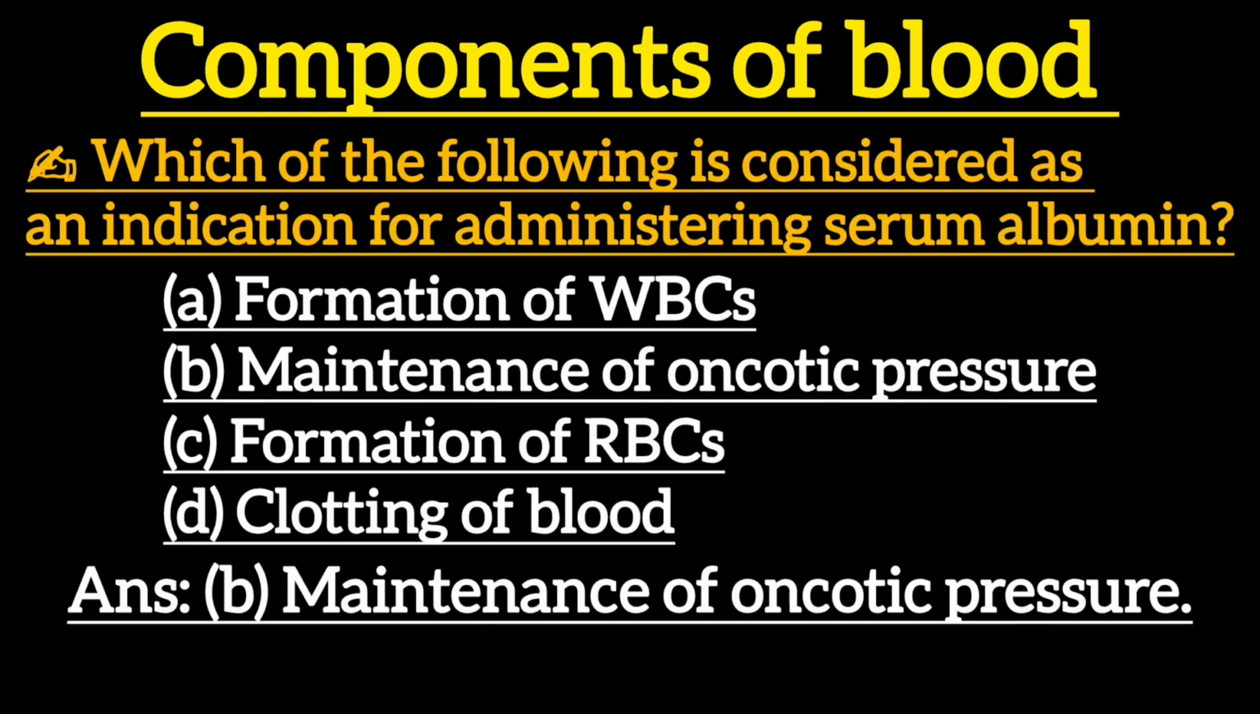Next one is which of the following is considered as an indication for administering serum albumin? Option A formation of WBC, option B maintenance of oncotic pressure, option C formation of RBC, option D clotting of blood. Correct answer is option B maintenance of oncotic pressure.